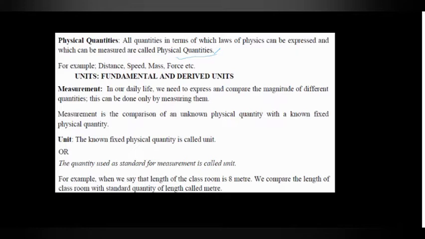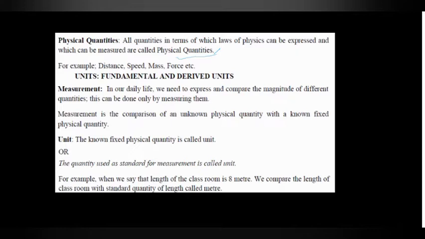What are the laws of physics? You will learn many laws of physics. The best thing you have already come across is Newton's laws of motion. There are many other laws. So units and derived units.